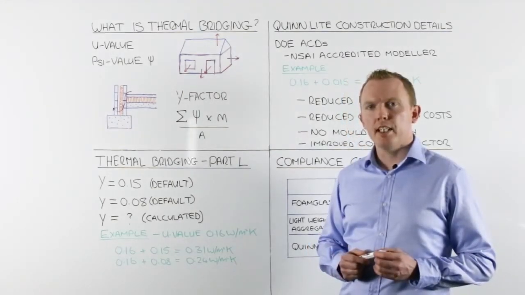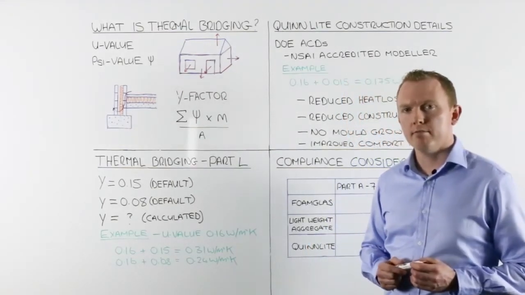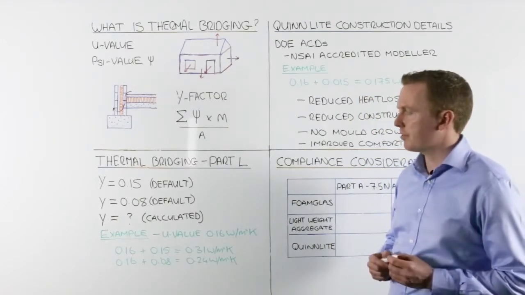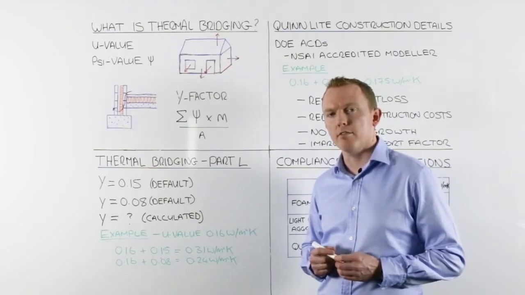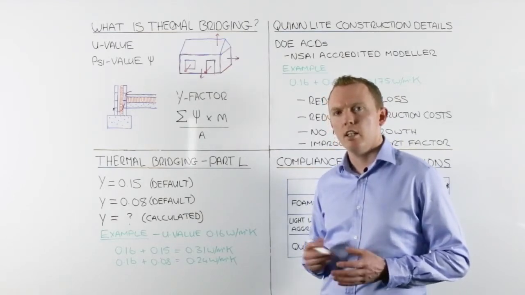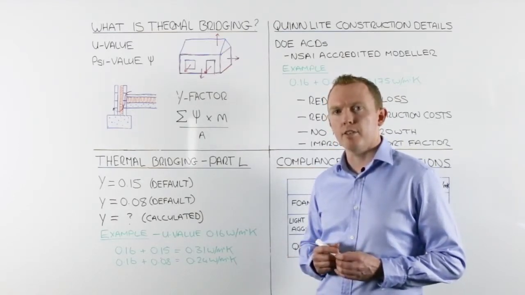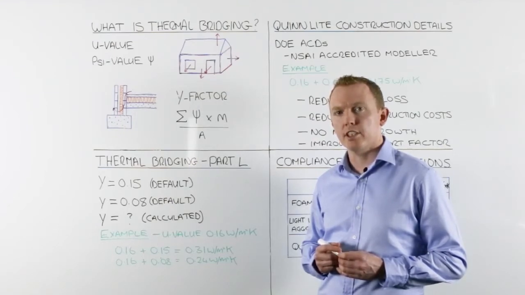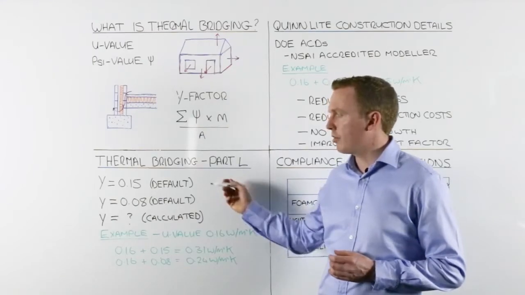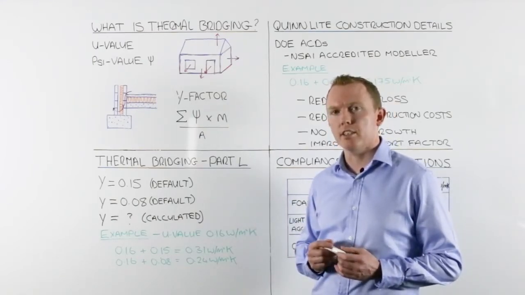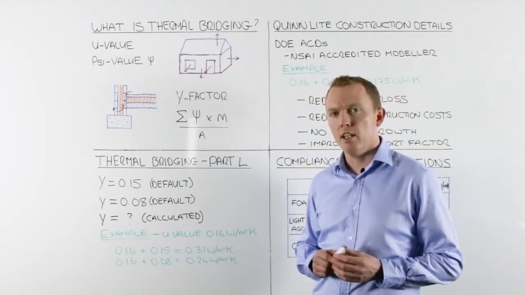So how then do we deal with thermal bridging within Part L? Basically we have three options. First option is to use a default Y factor of 0.15. We would use this factor if we didn't follow any set of construction details. But in almost all cases, 0.15 is a gross overestimation of the heat loss through thermal bridging, and it should be avoided.